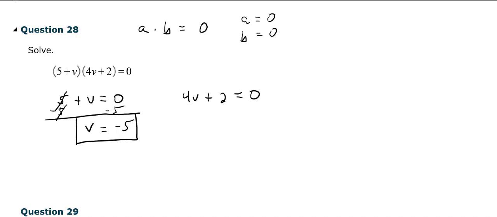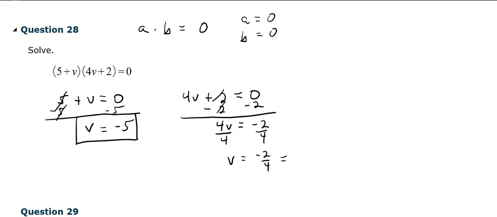And for the second one, we isolate. So we're going to subtract 2 from both sides. And this gives us 4v equaling -2. And remember, we're going to divide by our coefficient. So v equals -2 over 4, which reduces to -1/2. So our second answer is v equals -1/2.